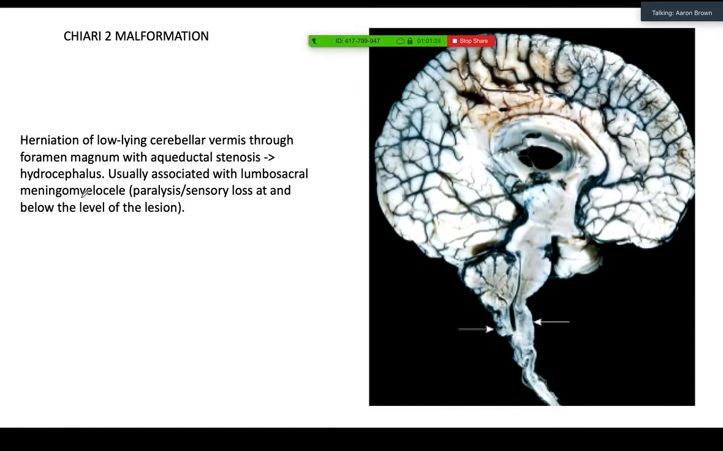Chiari 2 malformation is a congenital malformation of the skull. Okay, and so what happens in Chiari type 2 is that the cerebellar vermis, which is this lower part of the cerebellum, actually herniates through the foramen magnum, causing an obstruction of the aqueduct of Sylvius. Okay, so when we obstruct this aqueduct, we're going to end up having an accumulation of cerebrospinal fluid upstream.